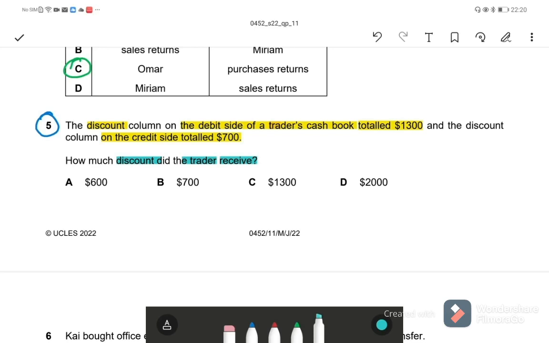In the cash book, there are two discounts we show. Debit side, all the receipts we enter. Credit side, all the payments. So when we receive the money, the business gives the discount. That is discount allowed. While when the business makes the payment, at that time the business receives the discount. So the discount received will be on the credit side. So here the credit side, how much is the discount received? 700. So the correct answer is B.